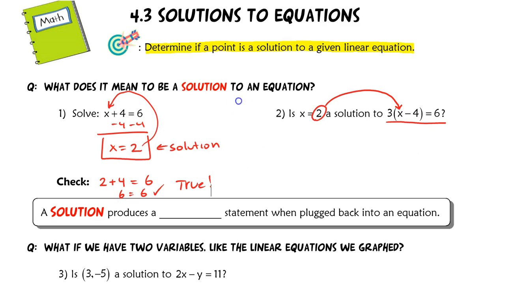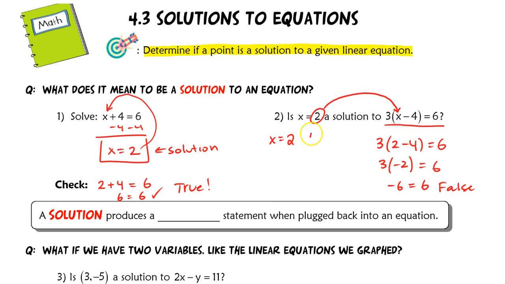So in this particular example, if I plug in 2, I want to use order of operations. I'm going to do 3, and then 2 minus 4 gives me negative 2. But in this example, I end up with a false statement because on the left side, 3 times negative 2 is negative 6, which is not equal to 6. So this is false, which means that x equals 2 is not a solution here to that equation.